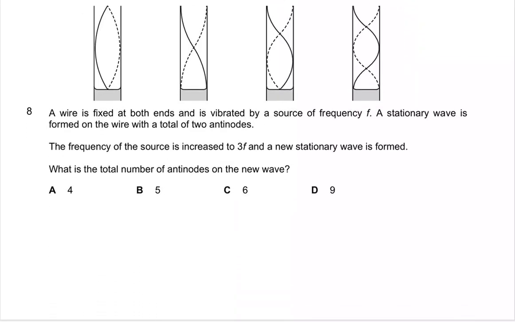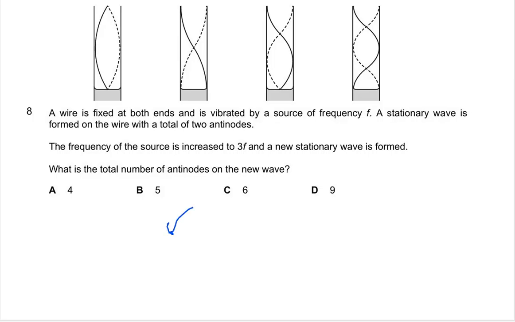Number 8, a wire is fixed at both ends and it is vibrated by a vibrator. A stationary wave is formed on the wire with a total of two antinodes. Two antinodes.